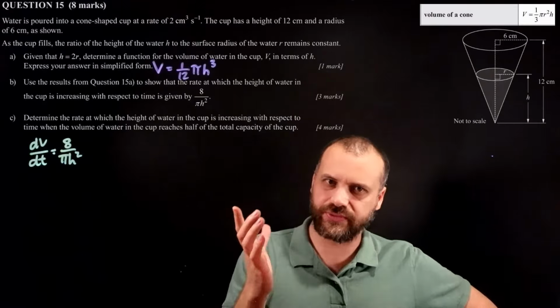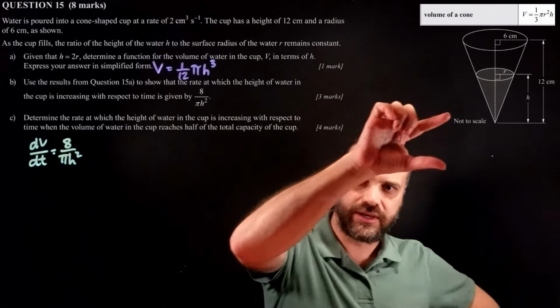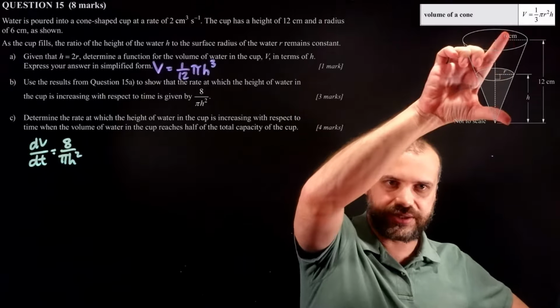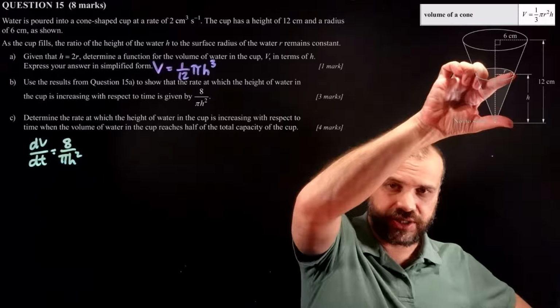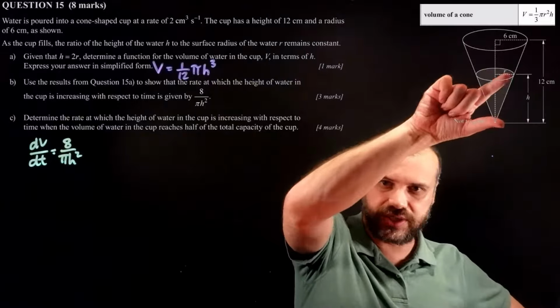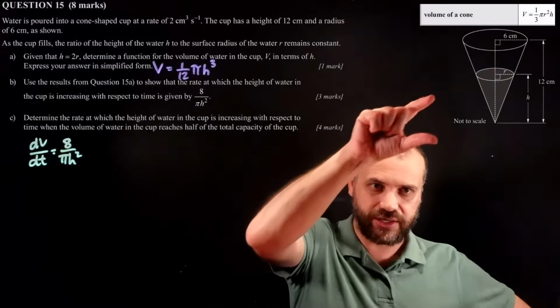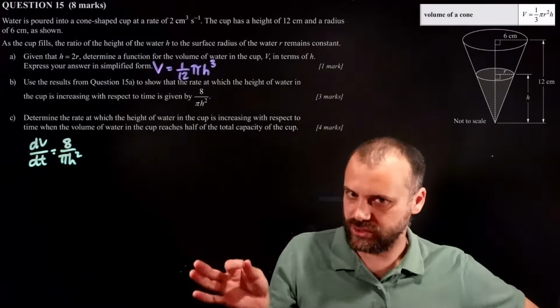In order for us to... it would be tempting here, I think, to just say, oh okay, half of the total capacity, 12 centimeters, h is 6 centimeters. I'll just put 6 into this equation and I'm finished. However, that is not what half of the total capacity means.